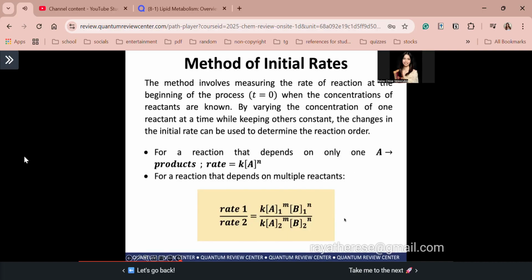Now guys, when you have multiple reactants, we use this general ratio, rate 1 over rate 2 is equal to k[A1]^m[B1]^n over k[A2]^m[B2]^n. Okay, so i-ratio lang natin basically guys yung rate ng trial 1, rate ng trial 2, and ang respective rate laws nila. Again guys, this is the basic form of your rate law. Okay, dapat memorize na yan. So how do we exactly do that? Okay, so let's try this sample problem together.